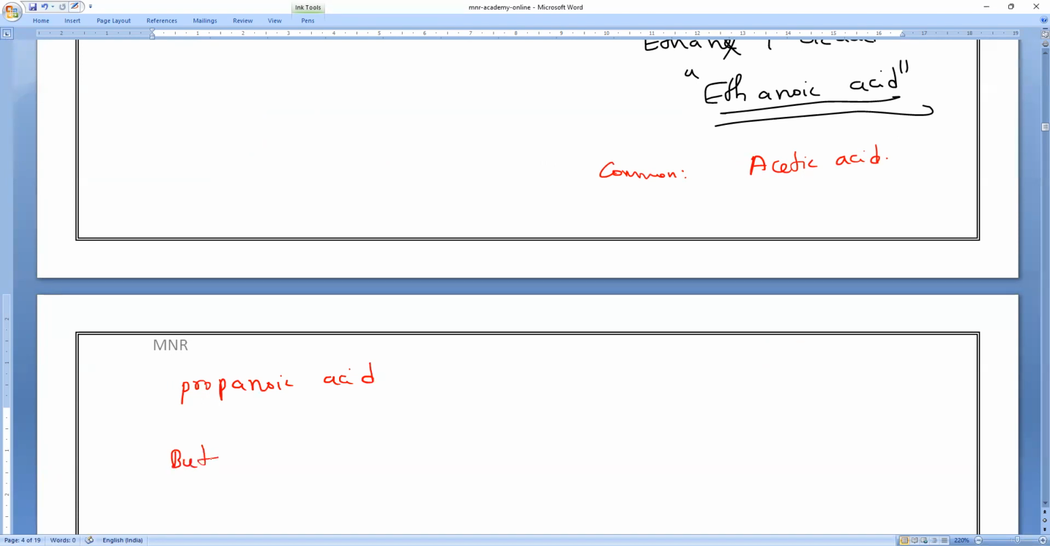Next one, butanoic acid. So let me write the structures also. Prop means 3 carbons. So single bond CH2, and the last carbon I will write C double bond O, single bond OH. Here you see, this is coming at the last. That is why it is called a terminal functional group. It can be terminated at the end. Only ketone is called a non-terminal functional group. All the remaining functional groups are terminal functional groups.